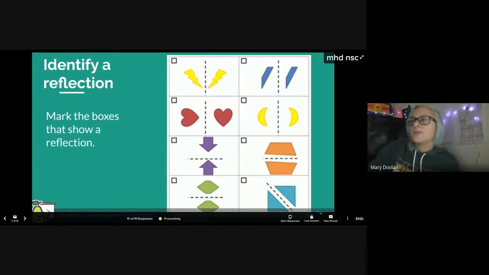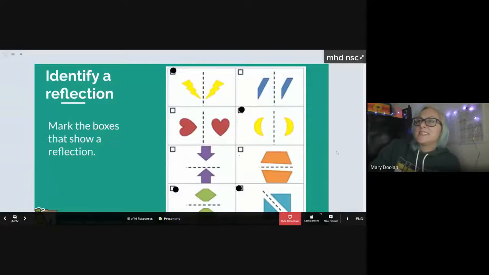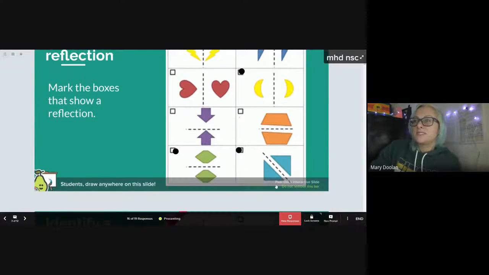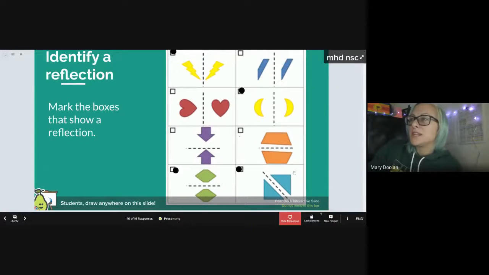Okay, let's look at some of your responses. All right, so the yellow lightning bolts, yes, this is a reflection. Good. The moons, yes, they are a reflection. The triangles, yes, those are a reflection. And the green, those polygons are also a reflection. So it looks like this person got it spot on.